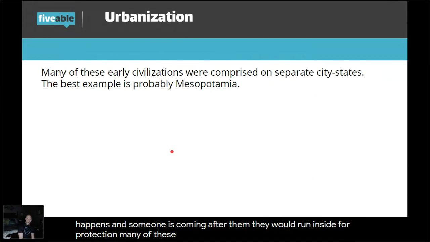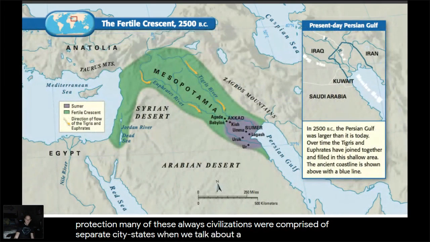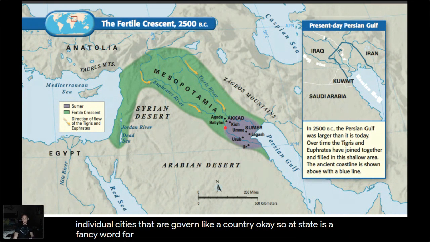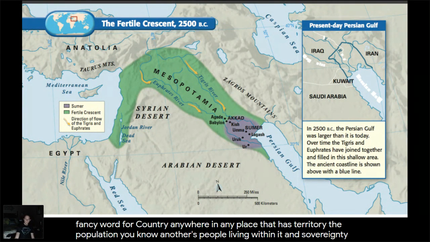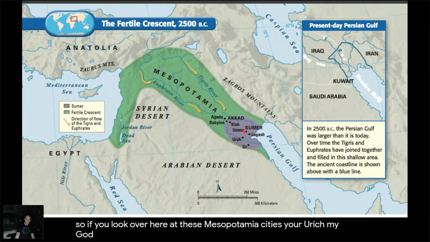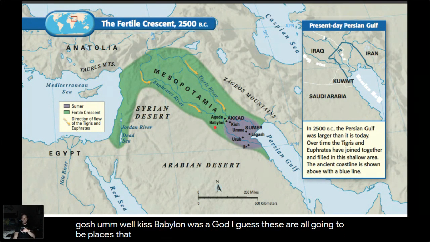Many of these early civilizations were comprised of separate city-states. When we talk about a city-state, we are looking at individual cities that are governed like a country. A state is a fancy word for country: any place that has territory, population, in other words, people living within it, and sovereignty. So if you look over here at these Mesopotamian cities, Uruk, Lagash, Umma, Kish, Babylon, these are all going to be places that are individual city-states that govern themselves.